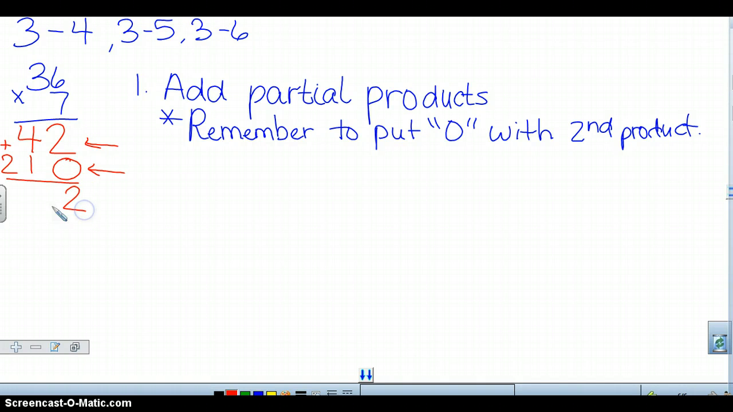2 plus 0 is 2. 4 plus 1 is 5. 2 plus nothing is 2, to get 252.